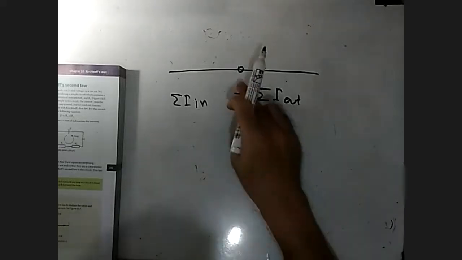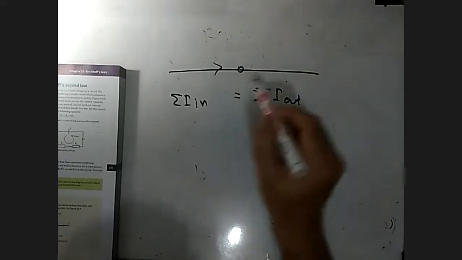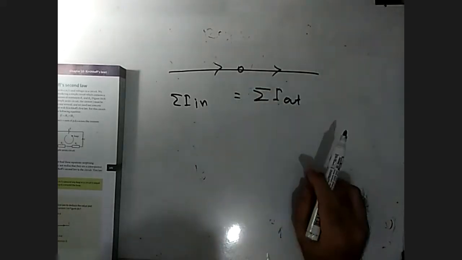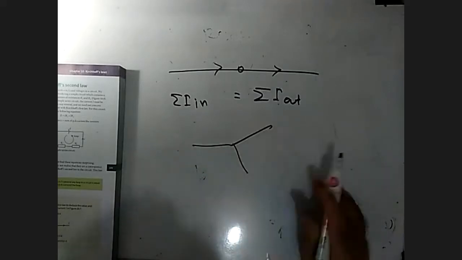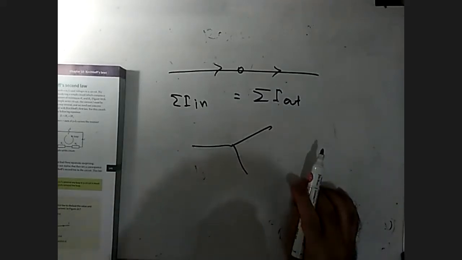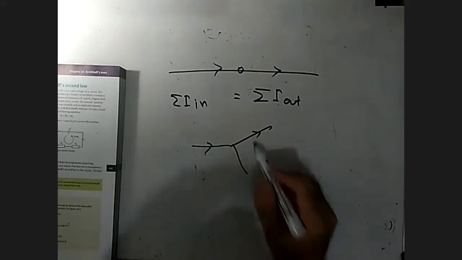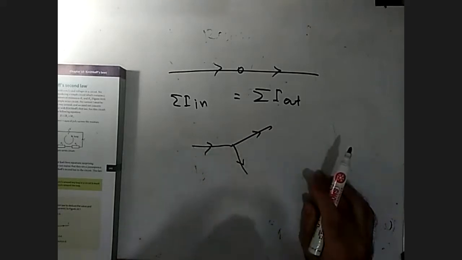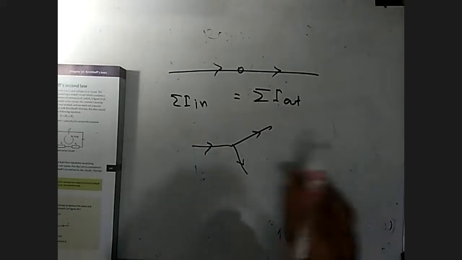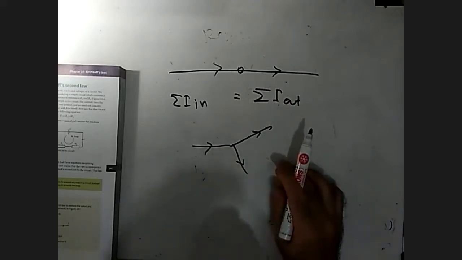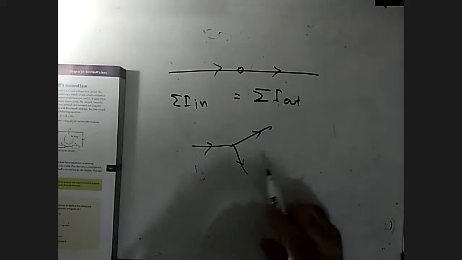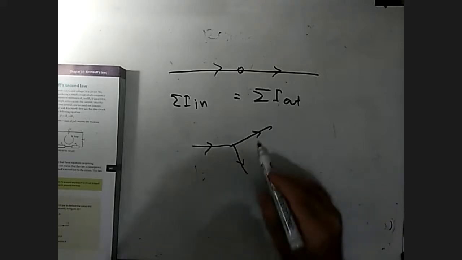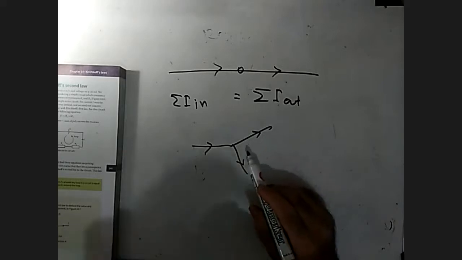So if you have any single point here, the total current in must be the sum of the current out. This holds in any condition, including a junction. If you have any junction here, current in must be the same as the current out. No matter how many junctions, how many points, or how many lines go in and out of a point, the total in must be the same as the total out.